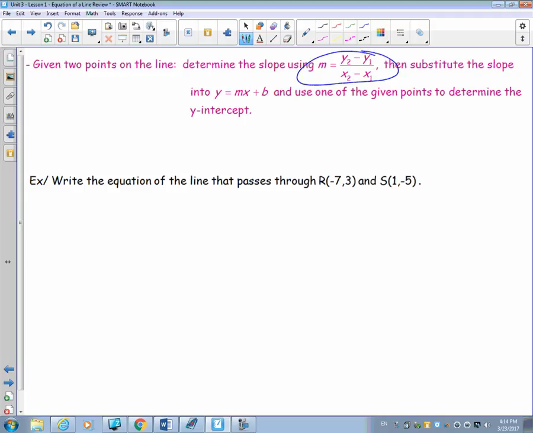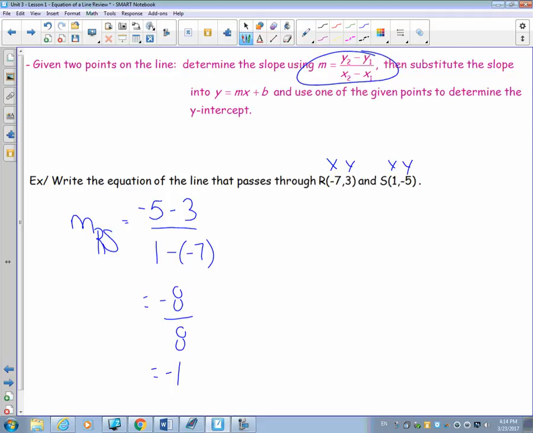So let's look at this example. We've got 2 points, and I want to find the equation of the line that goes through them. So I'm going to find the slope of the line that goes through them, the slope of r to s. So y number 2 is -5 minus y number 1. X number 2 minus x number 1 will give me -8 over +8, which comes out to -1.